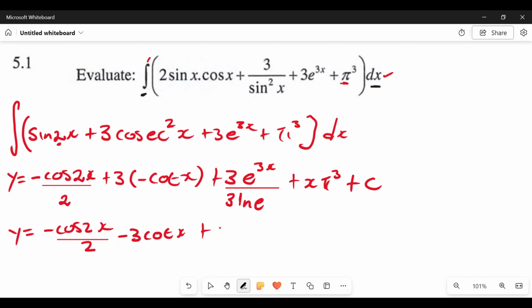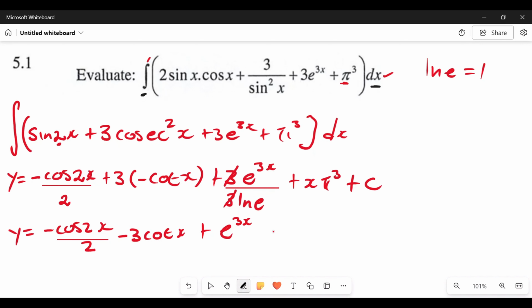And then the third term, as you can see now, we have 3 divided by 3. We want to be having 1. And then on the numerator, we're left with e to the power of 3x. But on the denominator, we still have natural log e. Just in case you didn't know, natural log e is equal to 1. So this e to the power of 3x is divided by 1. You don't have to write it, guys.